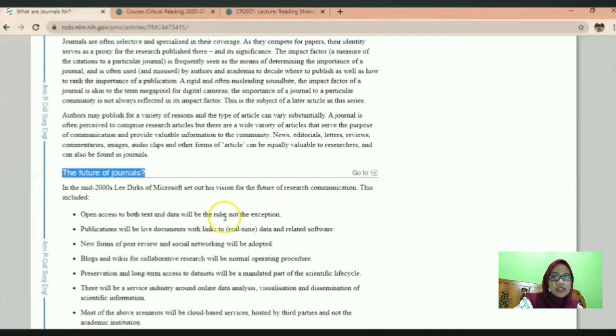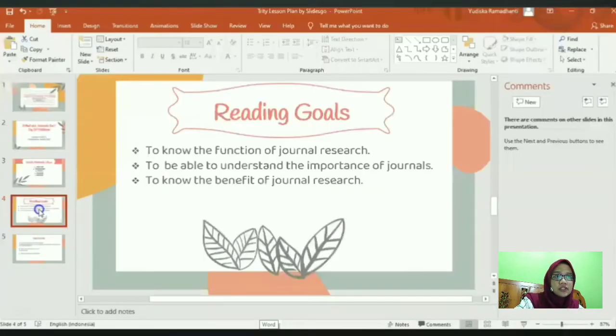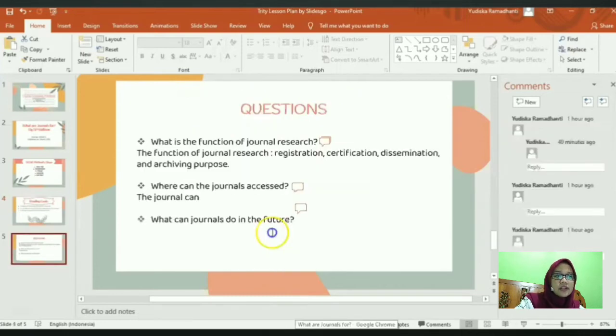After checking the key messages and the key headings, I got my reading goals. The first one is to know the function of journal research. The second one is to be able to understand the importance of journals. And the last one is to know the benefit of journal research. So after knowing my reading goals, I can start to make some questions about the journal. So I got my questions here. The first one is what is the function of journal research?